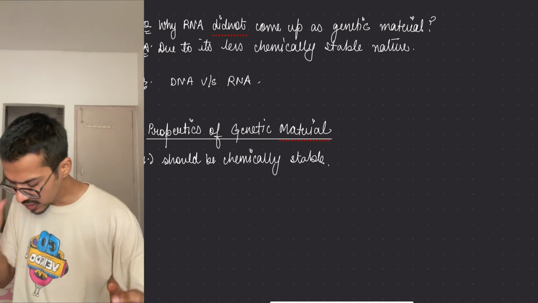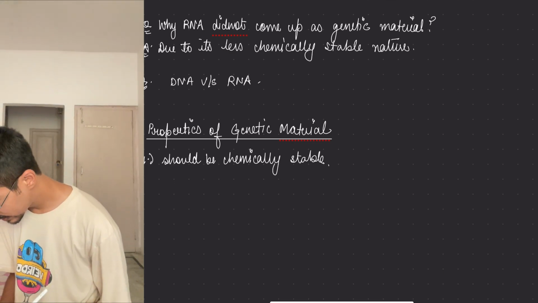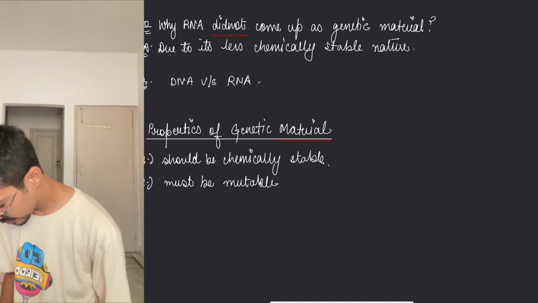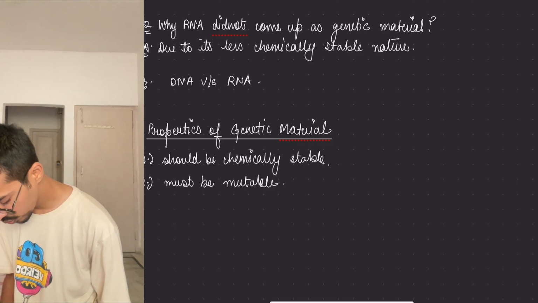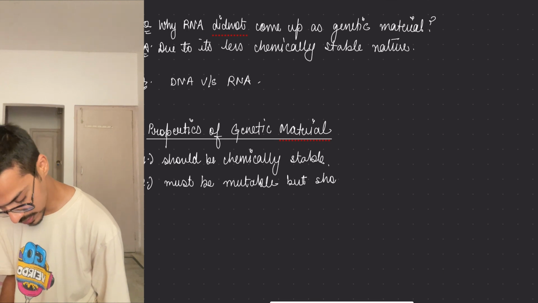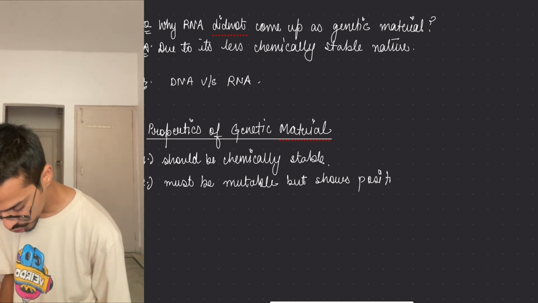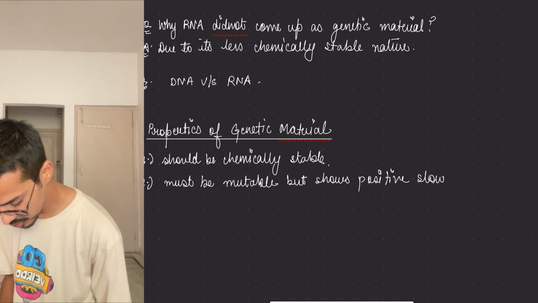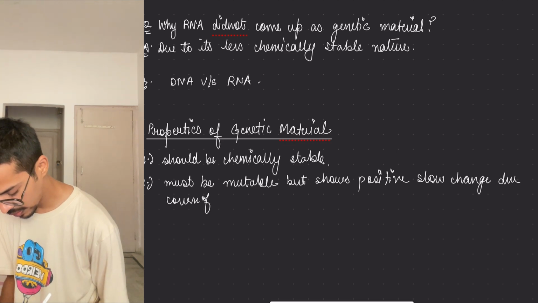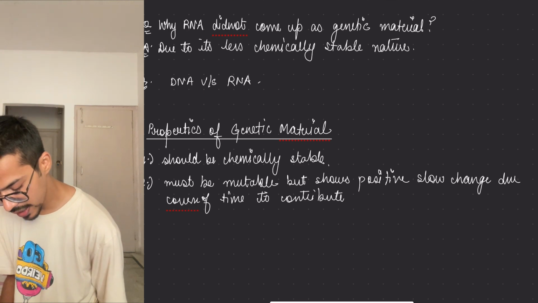Understood this? Let's write this up. It must be mutable, but show positive slow change over the course of time to contribute to evolution.